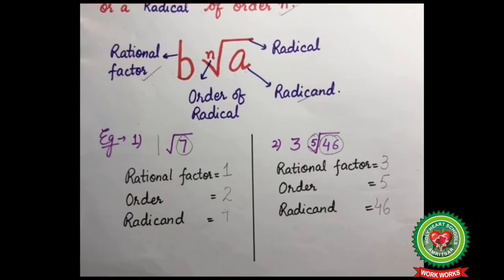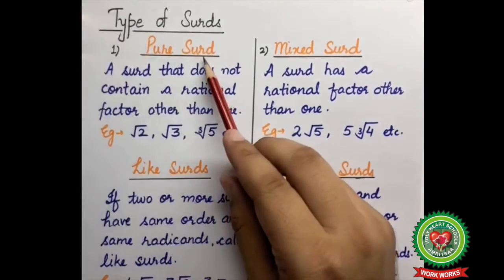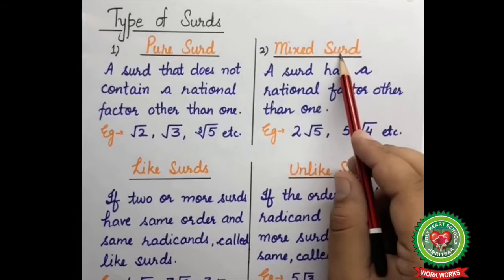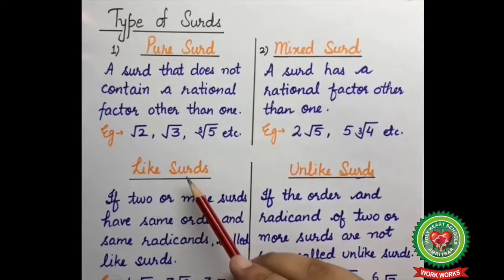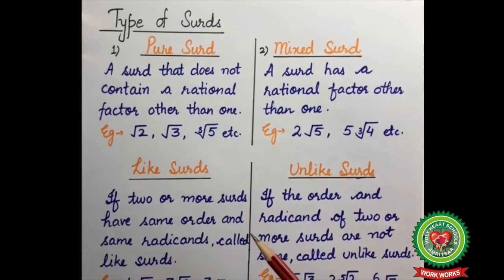Now students, let us discuss the various types of surds. So there are basically 4 types of surds. The number 1 is the pure surd. Number 2 is the mixed surd. Number 3 is the like surds. And number 4 is the unlike surds. So let us discuss these types in detail.